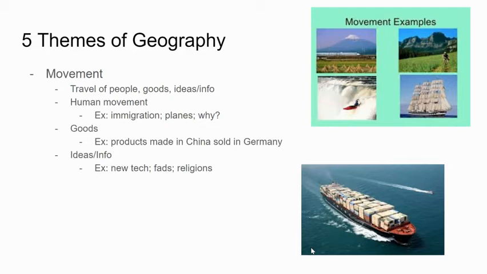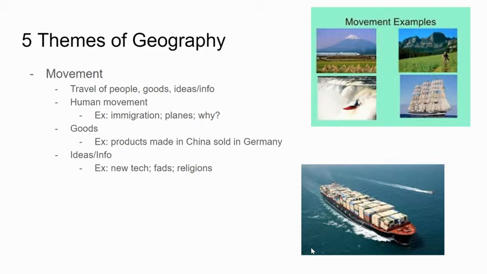Another type of movement is goods. We have so many goods or products that are moved around this world, especially with trade. So some countries create ideas, like new technology, spoiler on the next category, and they send those ideas around the world. So new people are getting new technology like smartphones or apps. And then other countries or other people and individuals around the world are creating products.